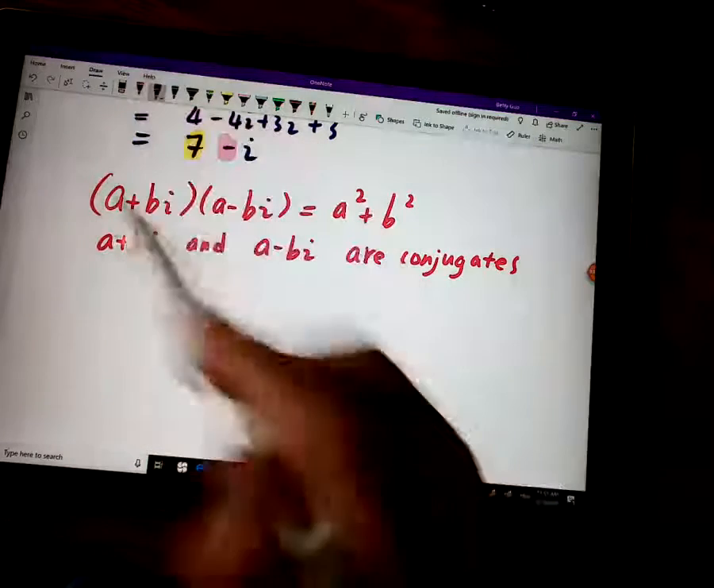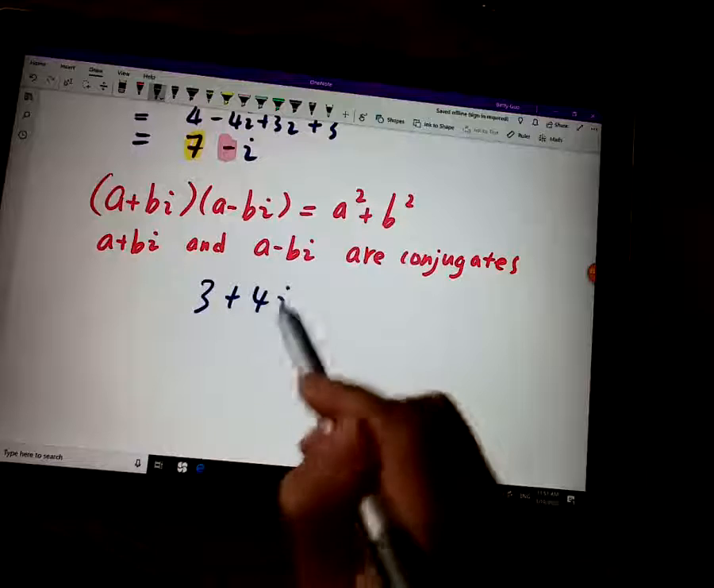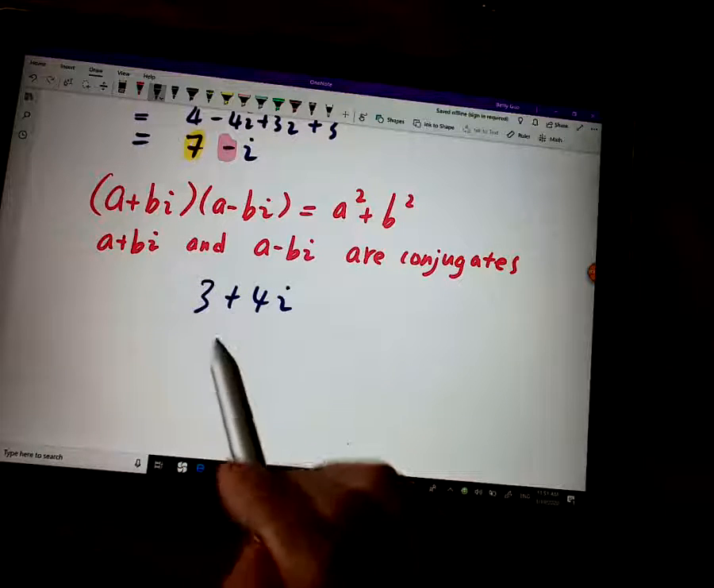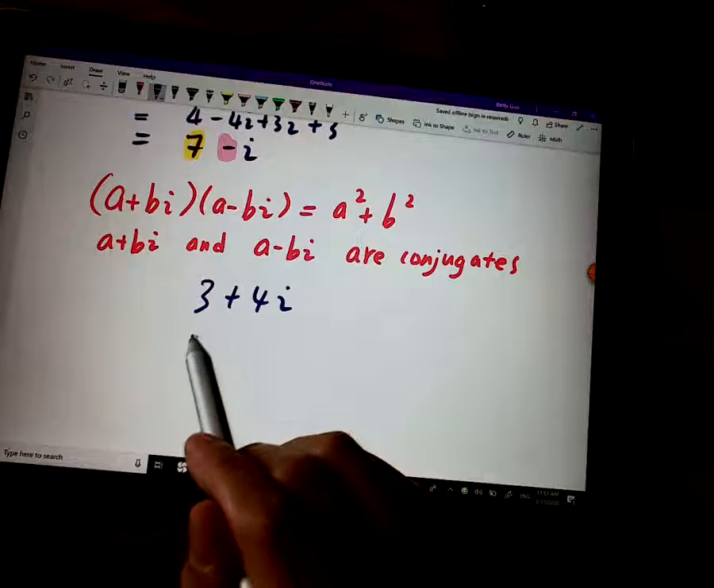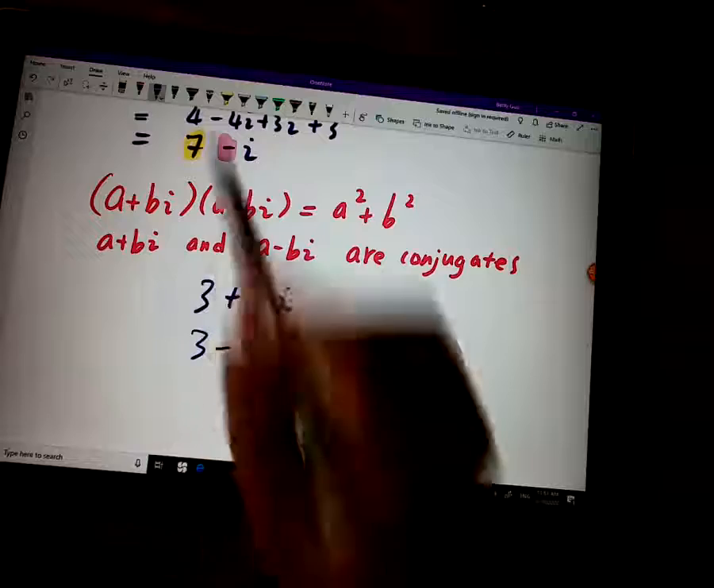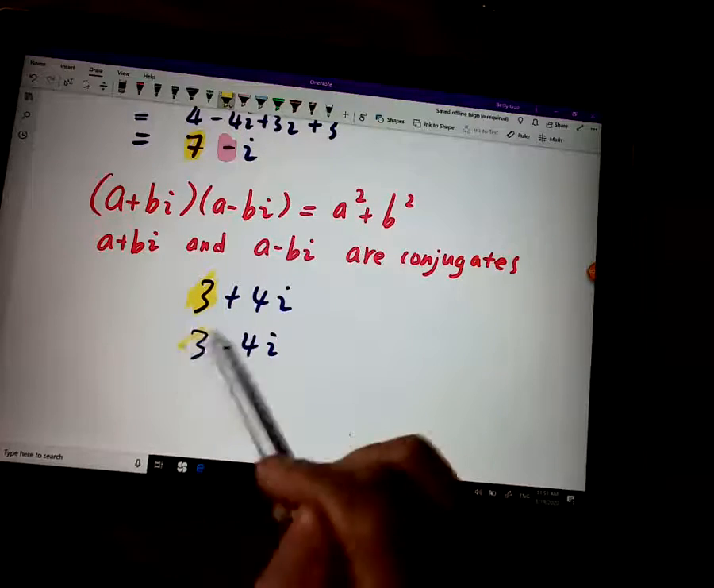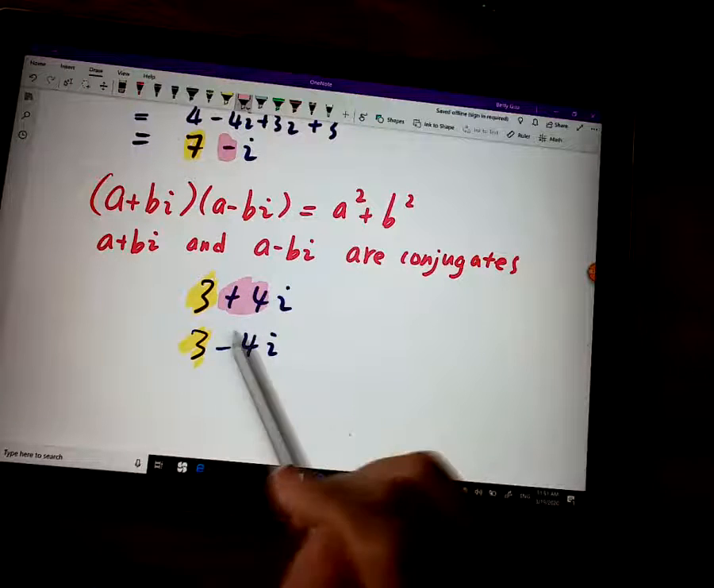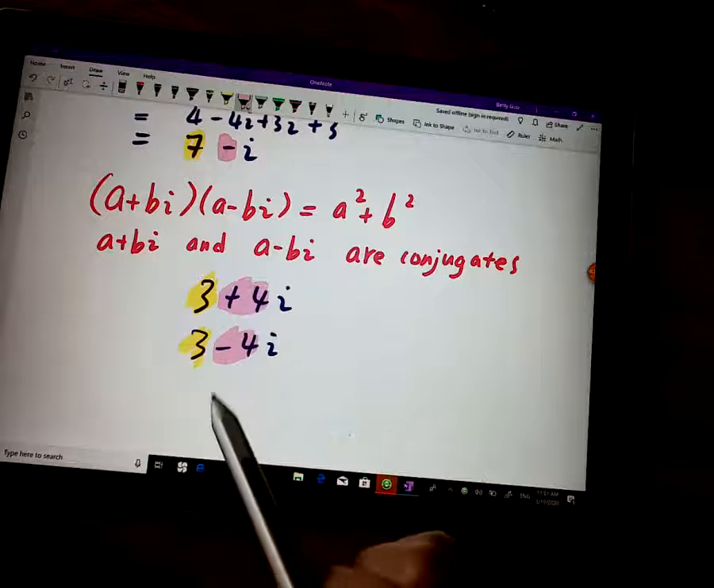For example, 3 plus 4i. What's the conjugate? You can pause and think and continue. The conjugate is going to be 3 minus 4i. You see those two complex numbers? They have the same real part, yellow, yellow. They have the opposite imaginary part, pink, pink.